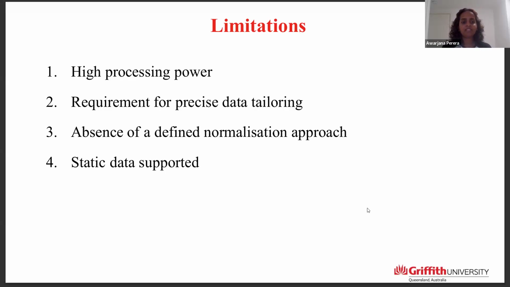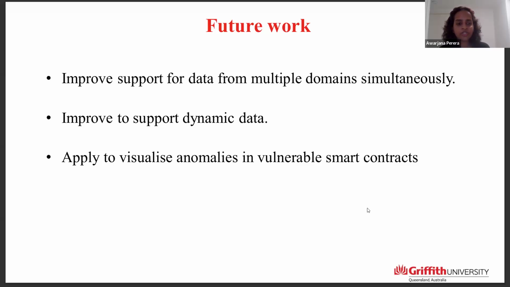And the other problem is that it requires precise data tailoring. I explained how we struggled to normalize data and come up with a proper normalization. We had to try different approaches, because TAM still does not have a standard normalization approach or algorithm. And another limitation is that it currently supports static data only.